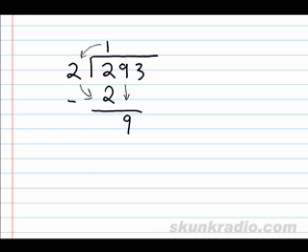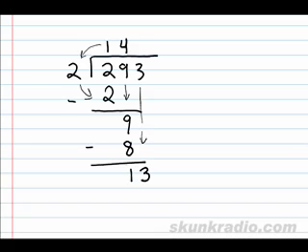Now we ask ourselves the same question. How many times does 2 go into 9? Well, it'll go 4 times. And so I write the 4 up here. 2 times 4 is 8. And so then I write my 8 down like this. I draw a line under it. I subtract. I get 1 as a result. Now I bring this 3 straight down.